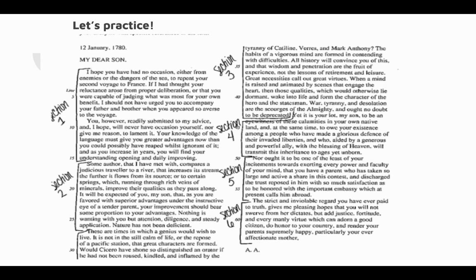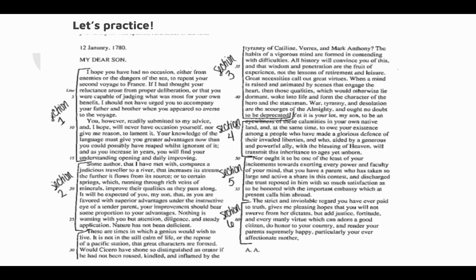So that could be considered a personal tone shifting to a more impersonal tone when she talks about some author that I have met with, right? It could also be considered a shift in topic. She goes from writing about the voyage to France and what happened before they left to this random author who compares a judicious traveler to a river, right? That's a shift in topic, and that's also considered a shift in focus, right?